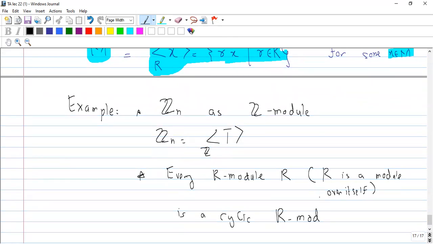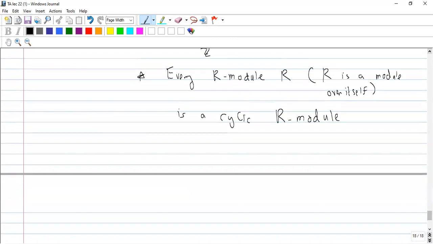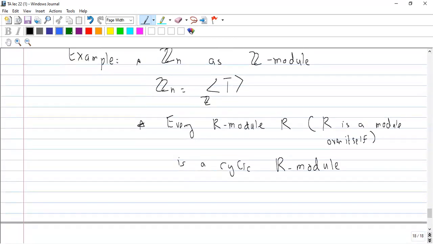What you call Z over Z, you can also generalize this. In what way? Because we are assuming that 1 is an element of R, because R is a commutative ring with unity.